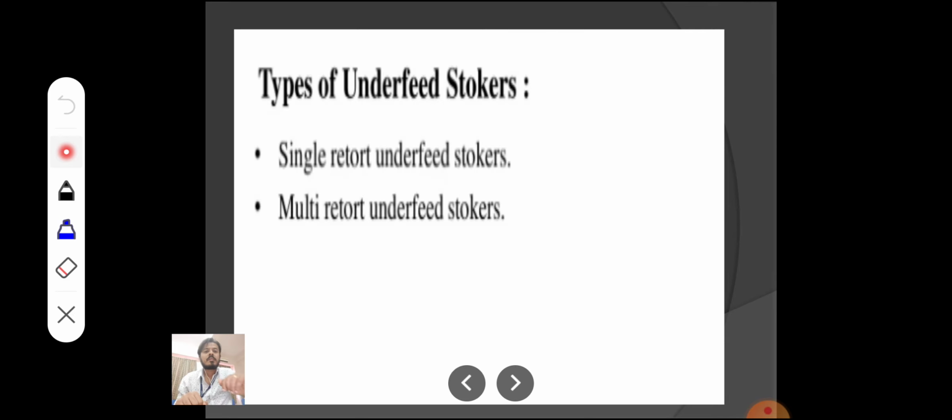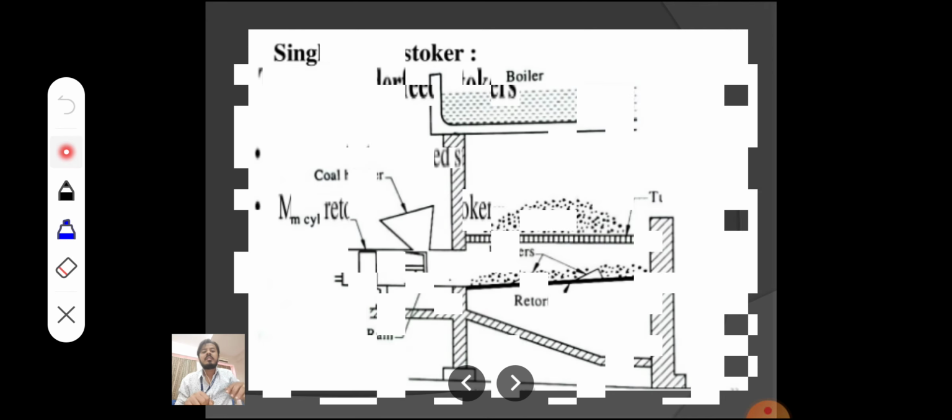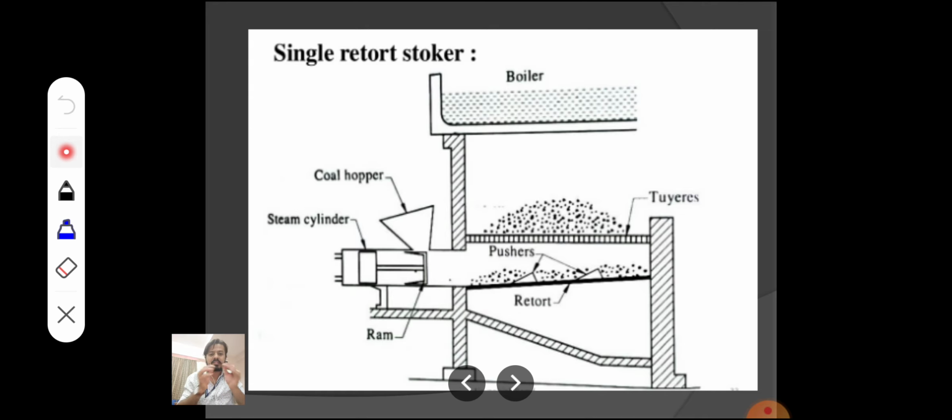So basically there are 2 types of underfeed stokers: single retort underfeed stoker, and second is the multi retort underfeed stoker. These are the 2 types of stokers that we are studying. So first is the basic generalized diagram of single retort stoker. Now this is a hopper where coal will be stored, then this is the cylinder ram, with which we push the coal onto the pushers above the retort. Then these are the tuyeres, which have holes on top, here is our whole bed, and this is the boiler. So this is the generalized arrangement of this single retort system.